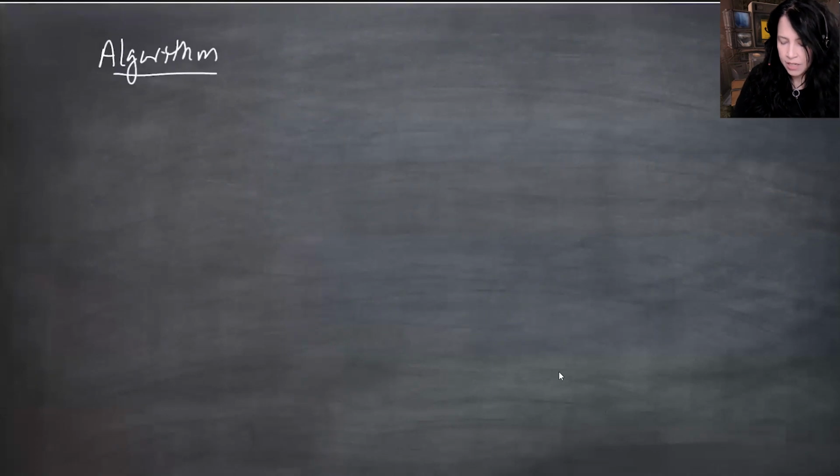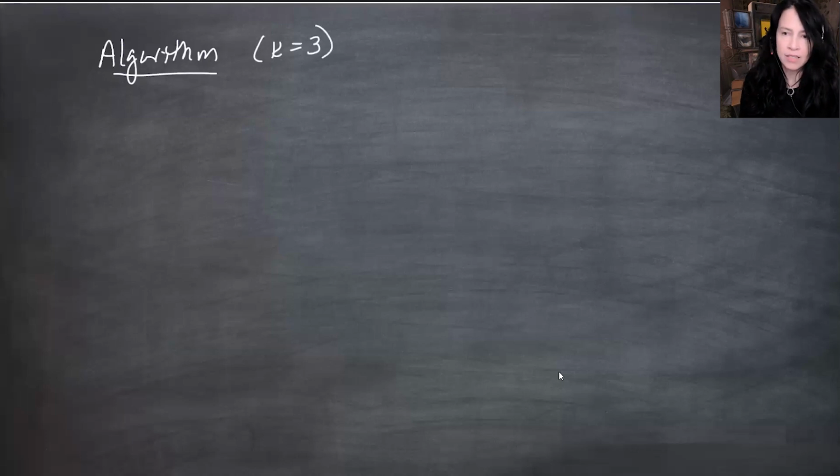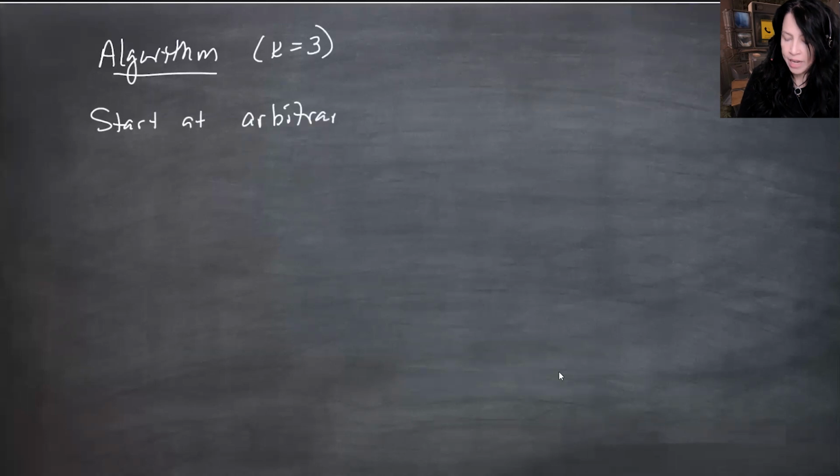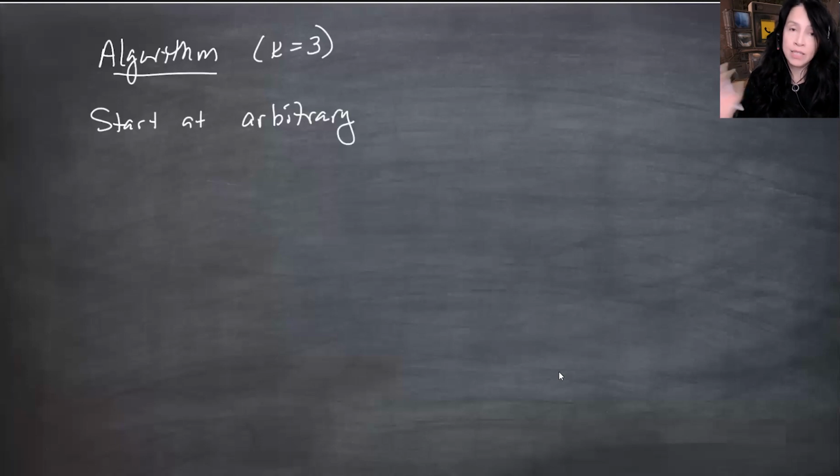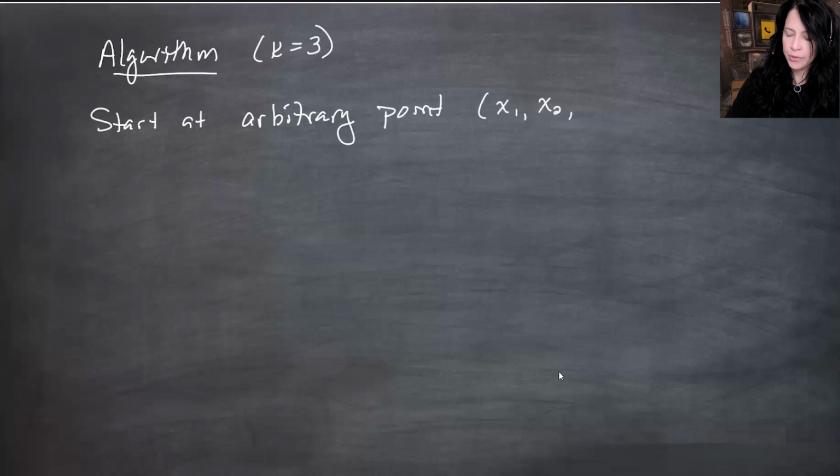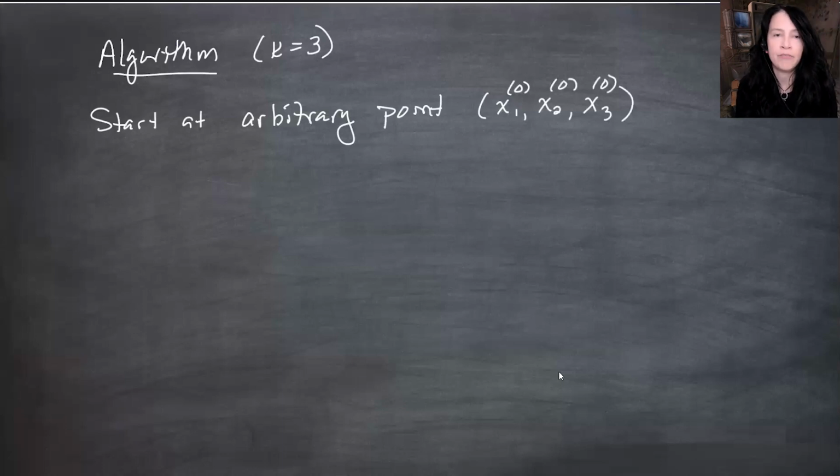Okay, so here is the algorithm. I'm just going to describe it with k equals 3. There's nothing that changes except I have more dots for general k. So you start at an arbitrary point. We're going to create a Markov chain. This is an MCMC algorithm, Markov chain Monte Carlo, where we create a Markov chain whose stationary distribution is pi. So start at an arbitrary point and call this x1, x2, x3, and I'm going to give these superscripts in parentheses so they don't look like powers, where the superscripts represent time. So this is time 0.